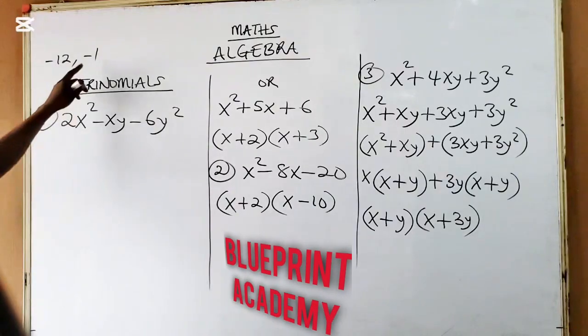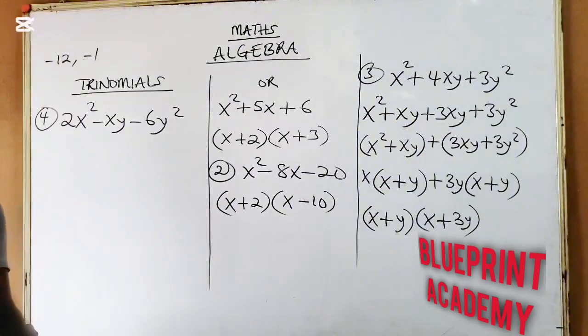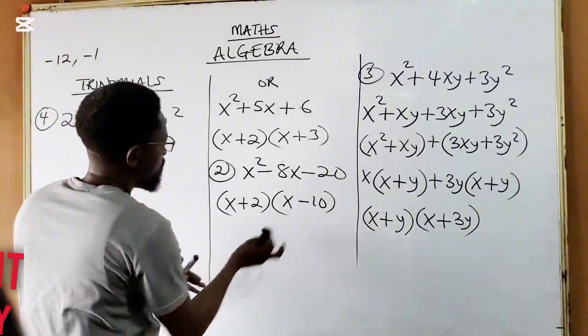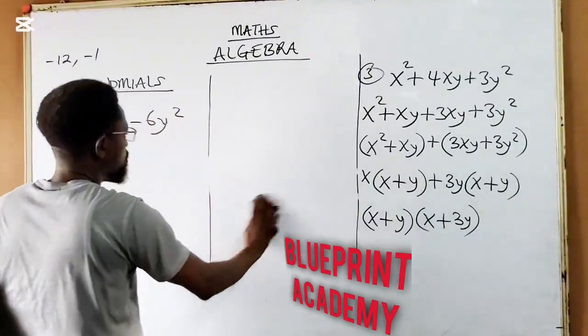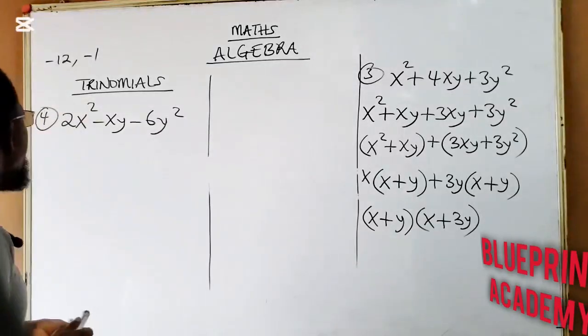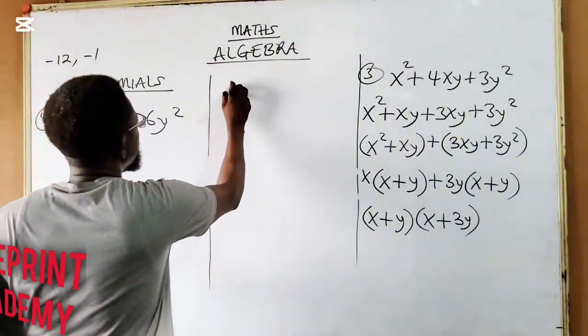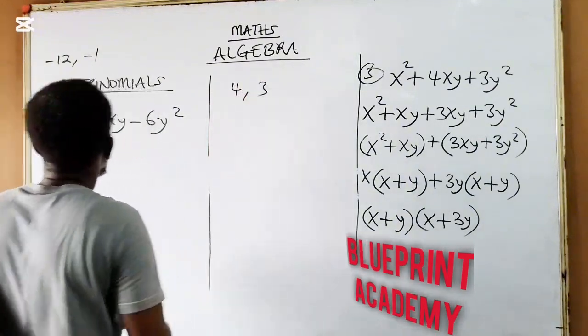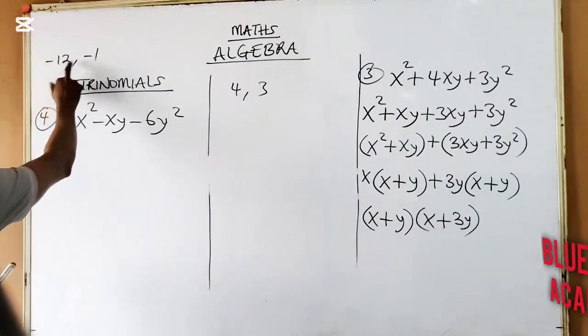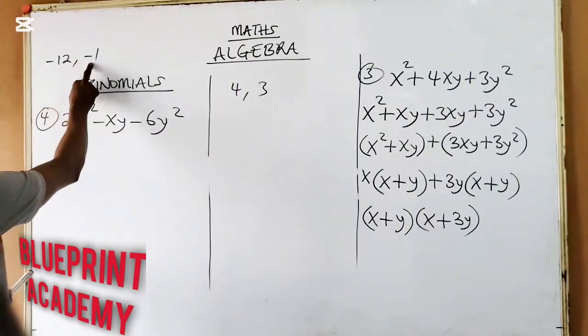Minus 12. And when you add, you get what? Minus 1. In this case, the two numbers we can think of here are 4 and what? 3. Remember, it's going to be minus 4, minus 12 and minus 1.